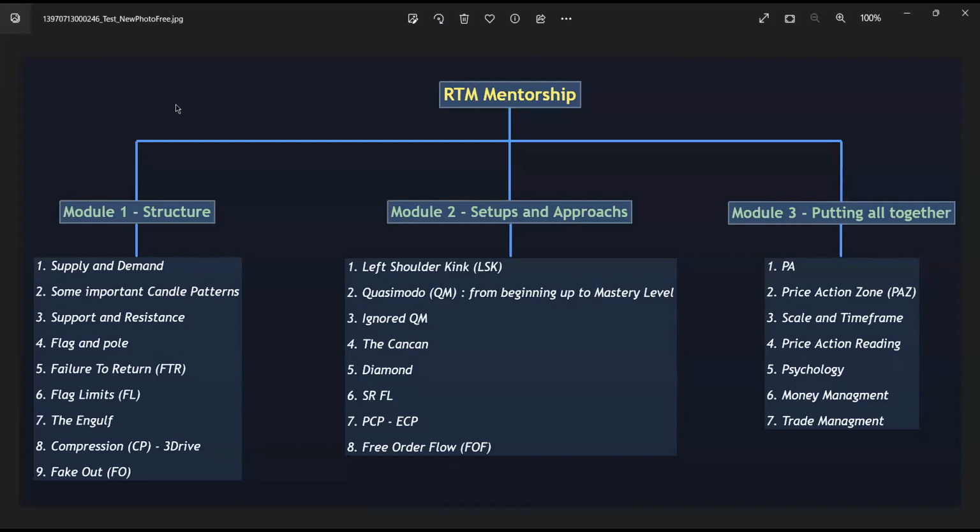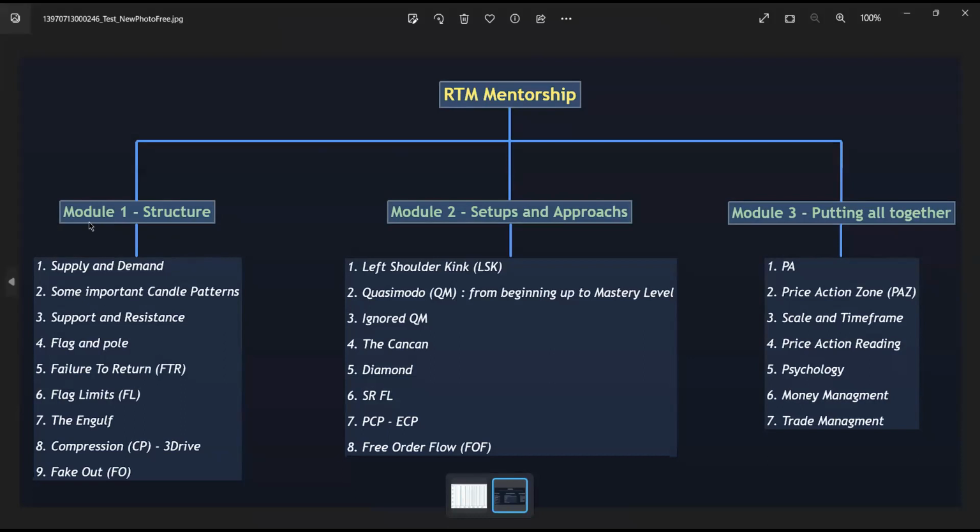And the final step, some of our students that we have taught want to give a lecture for you. They are really good in their job, and they are really good traders. So this is the RTM mentorship that we're going to have in the future.